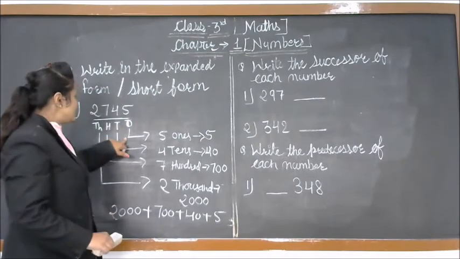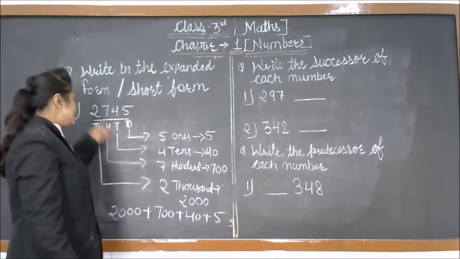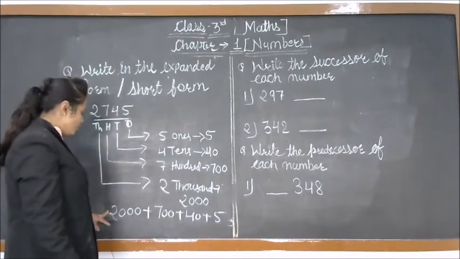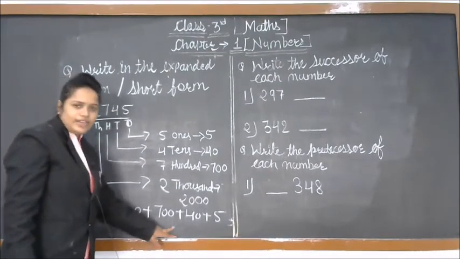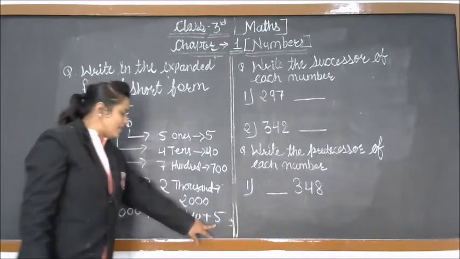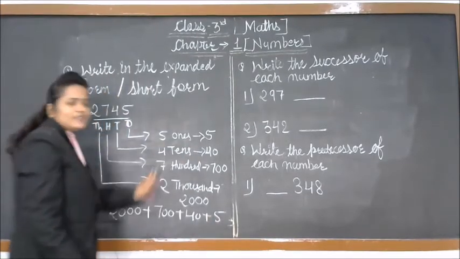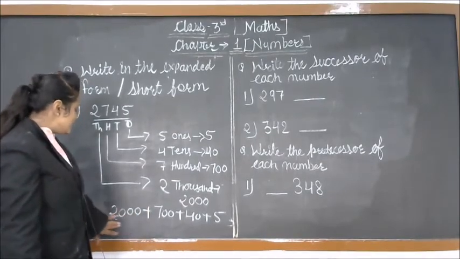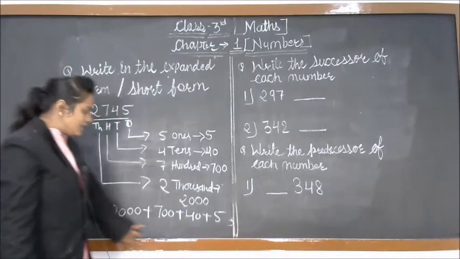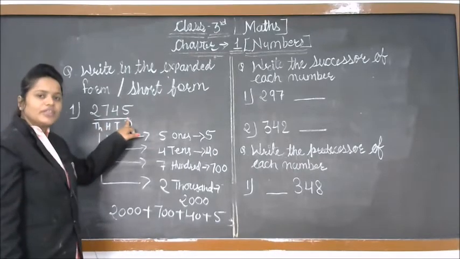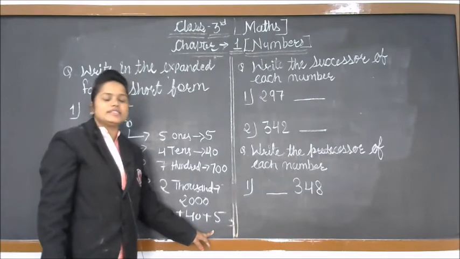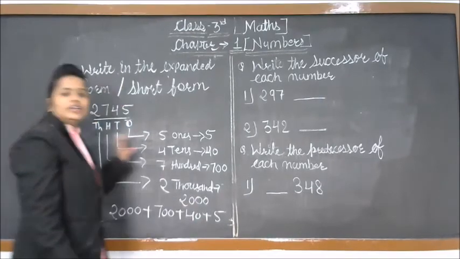So 5 is the ones place, 4 is the tens place, 7 is the hundreds place and 2 is the thousands place. So we can write 2740 and 5 in the ones place. So like this we can form the expanded form. This is the expanded form and this is the short form. If we calculate this number, we can easily get the short form of the numbers.